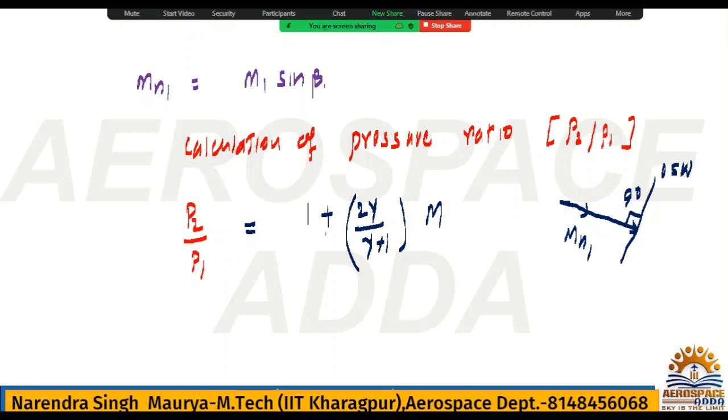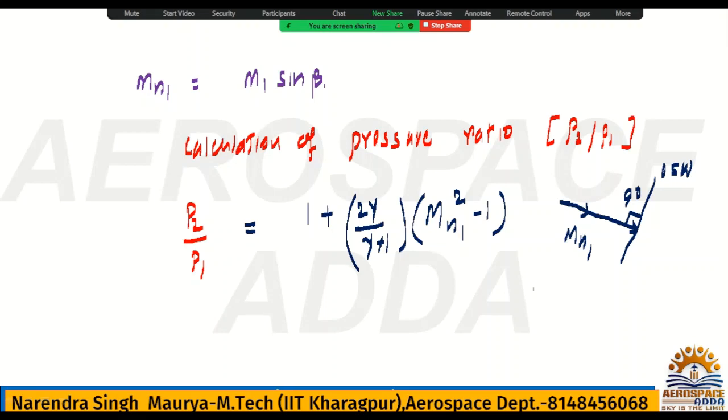P2 by P1 is equal to 1 plus 2 gamma upon gamma plus 1. Instead of M1, like in the normal shock you had written M1, this one will be Mn1 square minus 1. Hope you understood this. It's very simple. That normal component will be normal to the oblique shock. It is just like a normal shock. Because what was the normal shock? For the normal shock, flow was perpendicular. Same thing here also. But this flow Mach number is Mn1, so I have written Mn1.